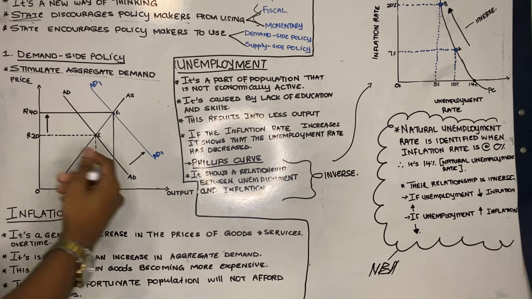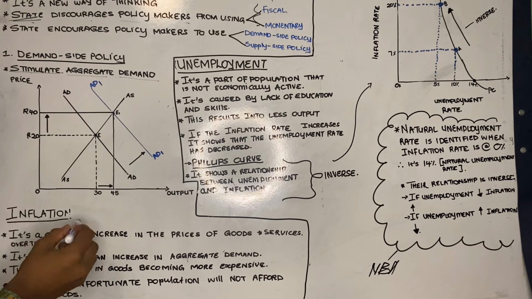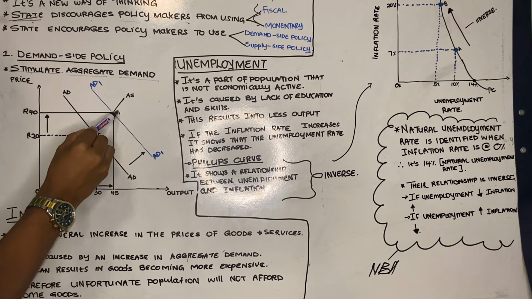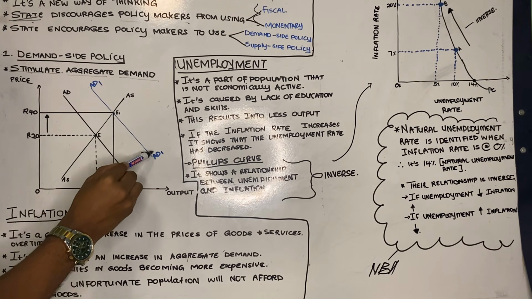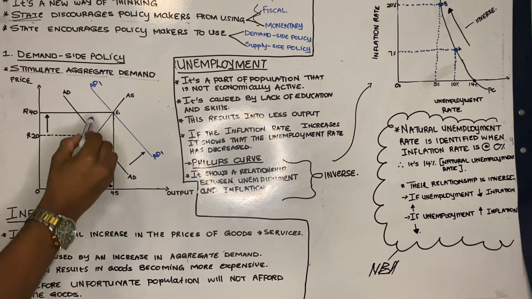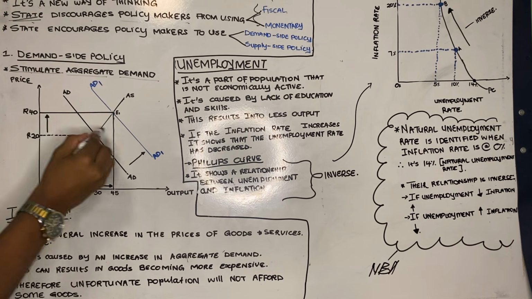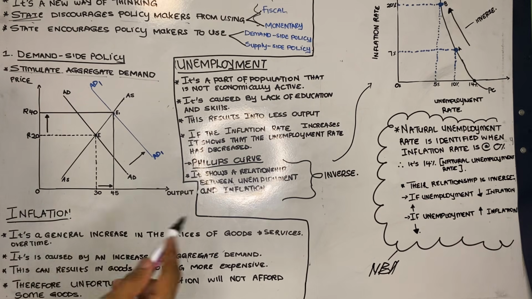So as the aggregate demand increases, we will now have our new equilibrium point, which will be identified as E1, and the curve will be identified as AD1, right? So we'll have our new market price, which is 40, and we will have our new output or new quantity, which is 45, right?